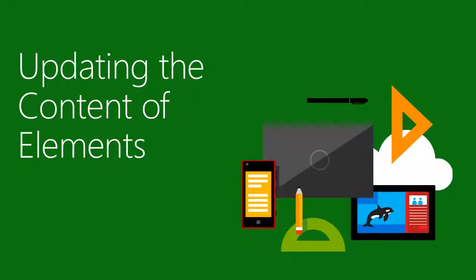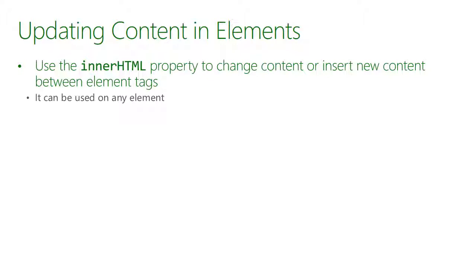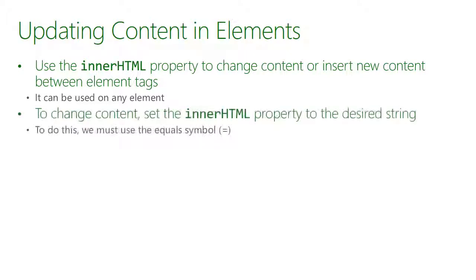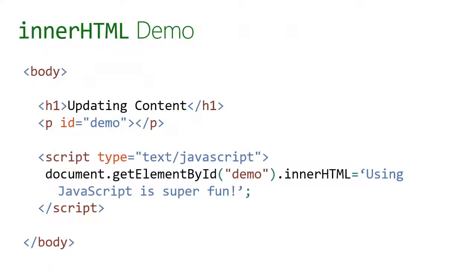Updating the content of elements. Use the innerHTML property to change content or insert new content between element tags. InnerHTML can be used on any element. To change content, set the innerHTML property to the desired string. To do this, we must use the equals symbol. To remove content, set it to an empty string. This is an innerHTML demo. Again, you can copy and paste this into a text file and see if you can get it to work.